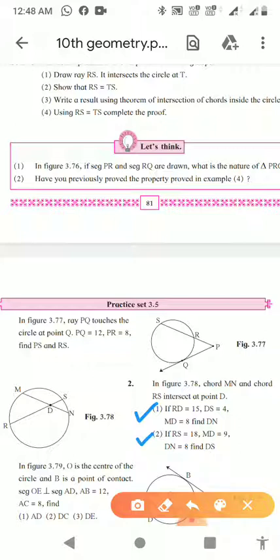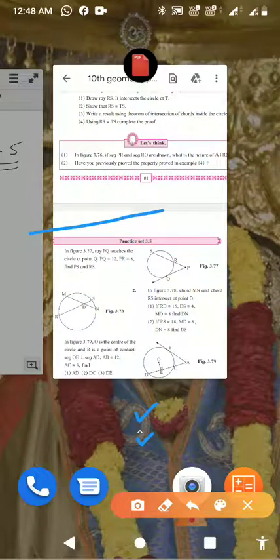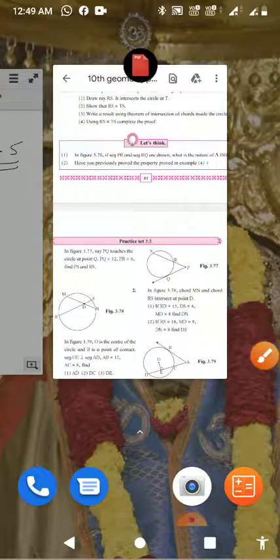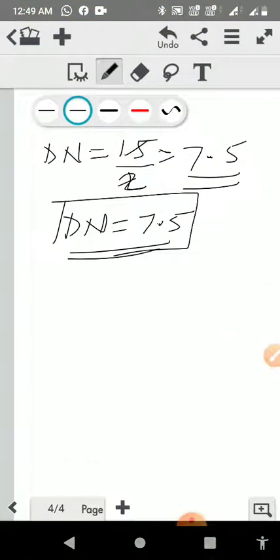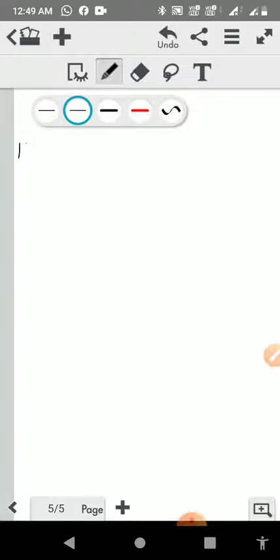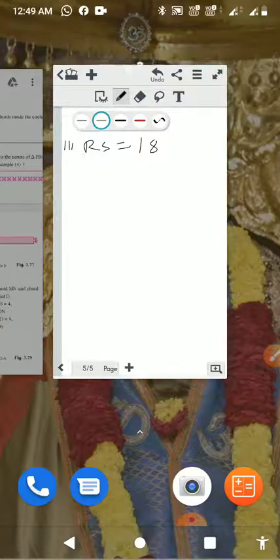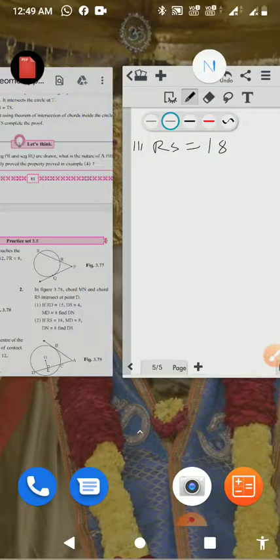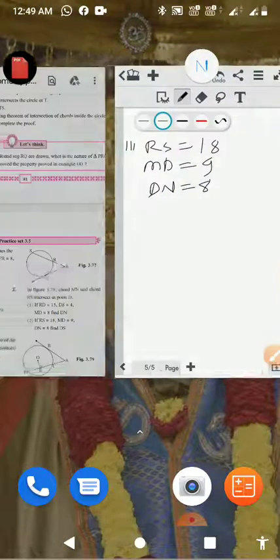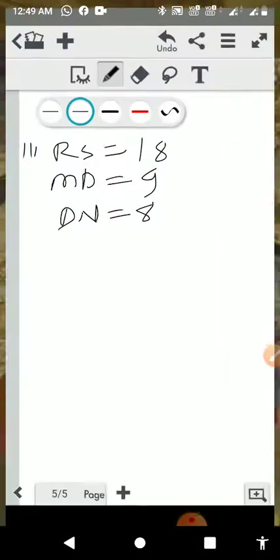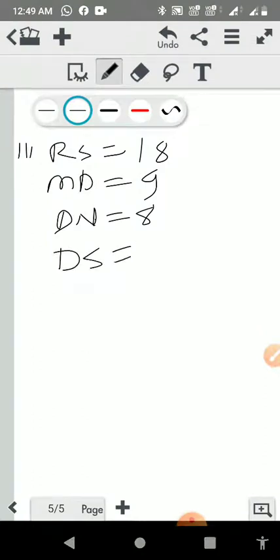So here RS is given as 18 units. I will just write it down here, sorry, RS is given as 18, MD is given as 9. In the second question, we can use a separate page. For the second sub-question, RS is given as 18 units, then MD is 9 and DN is 8, and I have to calculate the value of DS.